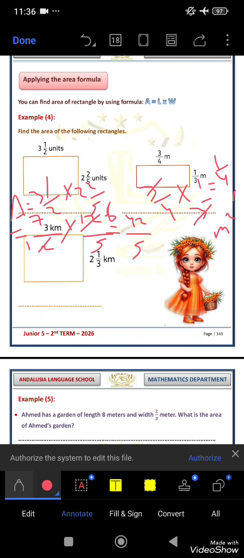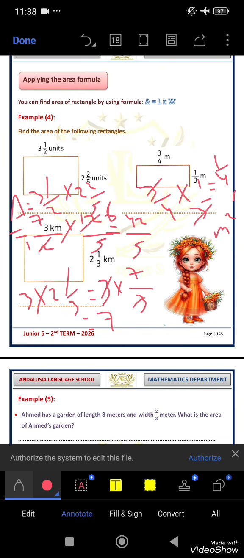Okay, number 3. Length times width is 3 times 2 and a third. Equal 3 times the improper fraction: 2 times 3 is 6, plus 1 is 7 over 3. 3 cancels 3, it will be 7 kilometer square. Do you see this square, kilometer square? This small 2 is called square, okay? Kilometer square.